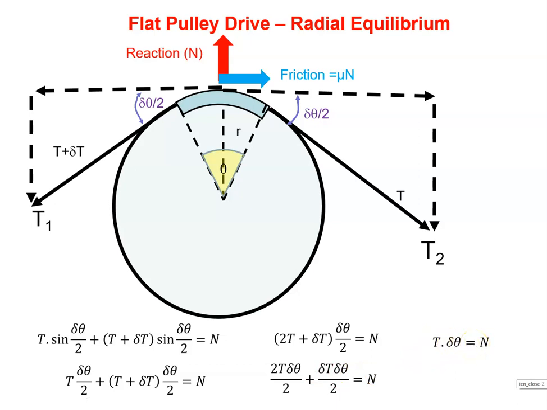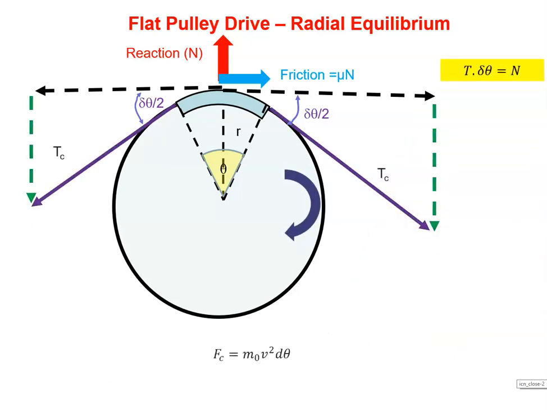Okay, so we're just going to store that number over here. I did mention that the centrifugal force was m0 v squared times d theta, and we haven't allowed for that in this formula here. So there's my centrifugal force. So the actual total reaction is this plus this guy here.